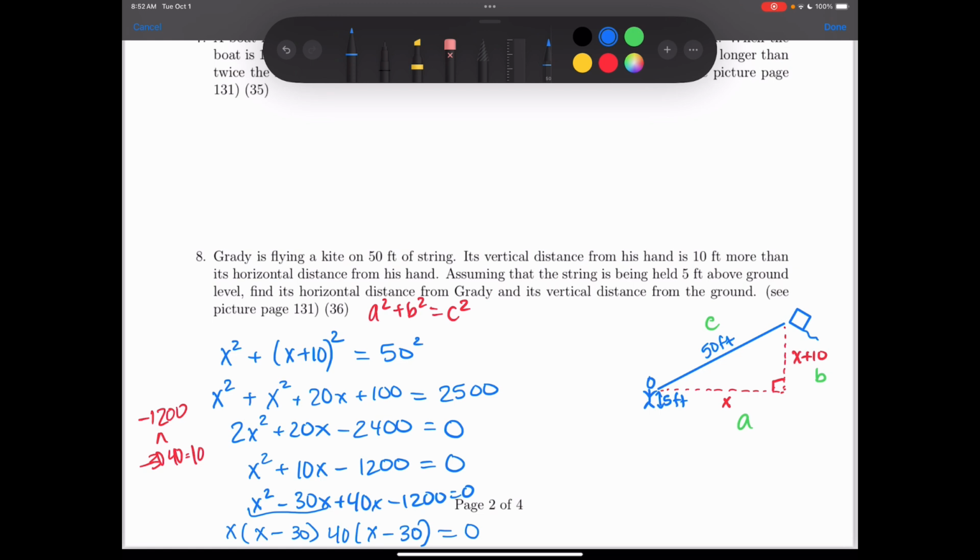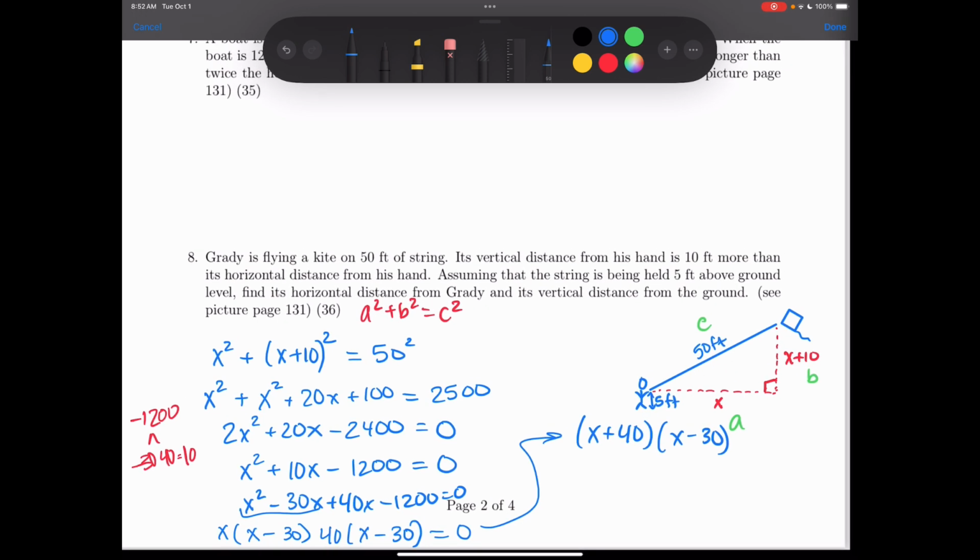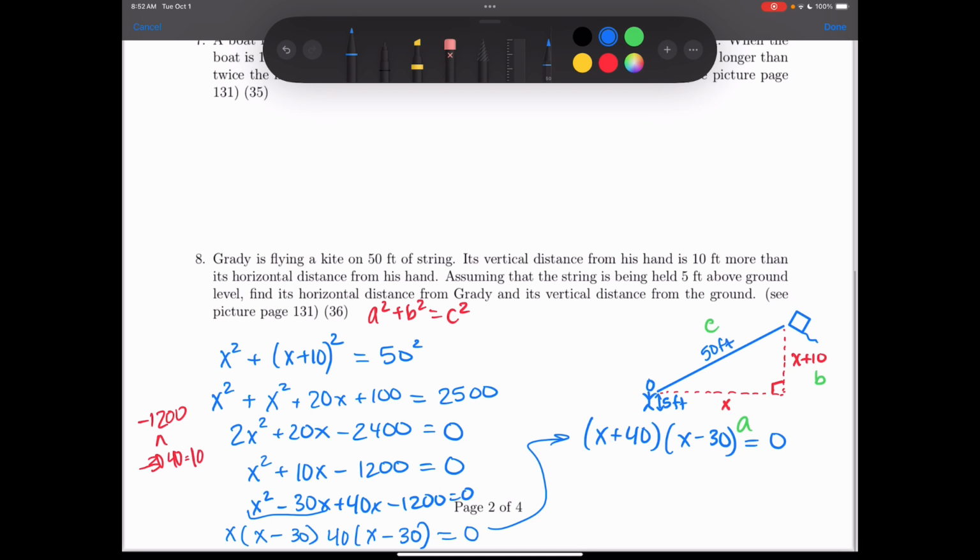To come up here, I have x plus 40 and x minus 30. I can use the zero product property, or zero factor property, whatever they called it. X plus 40 equals 0. X minus 30 equals 0. So x equals negative 40 or x equals 30.